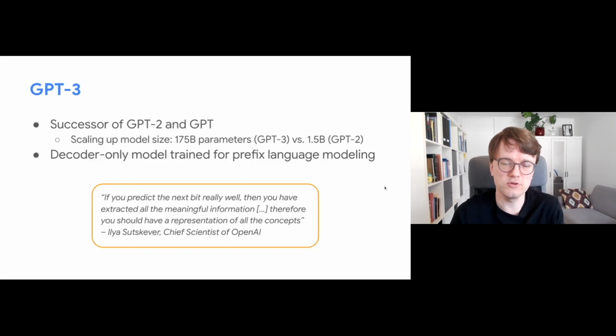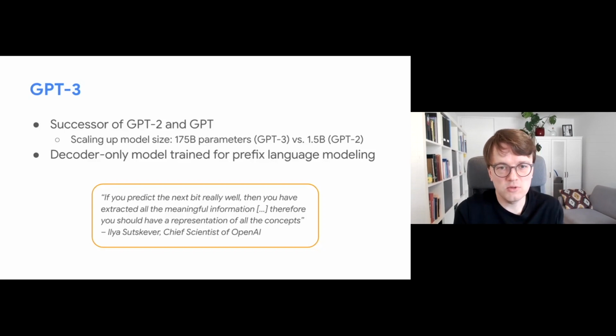I listened to some interview of Ilya Sutskever, who's the chief scientist of OpenAI and one of the authors of the GPT-3 paper. And when he talked about the prefix language modeling task, he said something along these lines. If you predict the next bit really well, then you have extracted all the meaningful information. Therefore, you should have a representation of all the concepts.